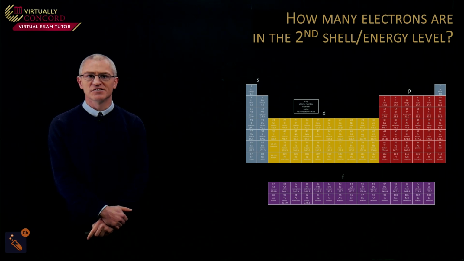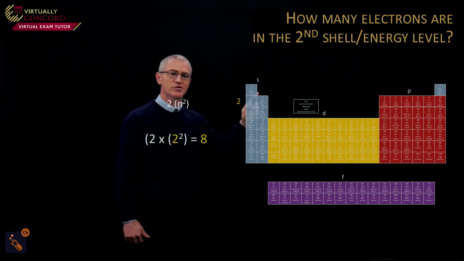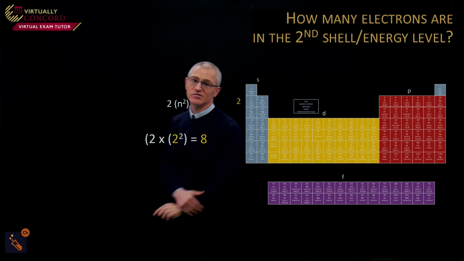We then look in the second shell, 2n squared. Remember, it's the second shell, second period. So 2 times 2 squared is 8, and again, there are 8 boxes. The 1, 2, plus a 6, 8 boxes, so 8 electrons, so that makes sense.